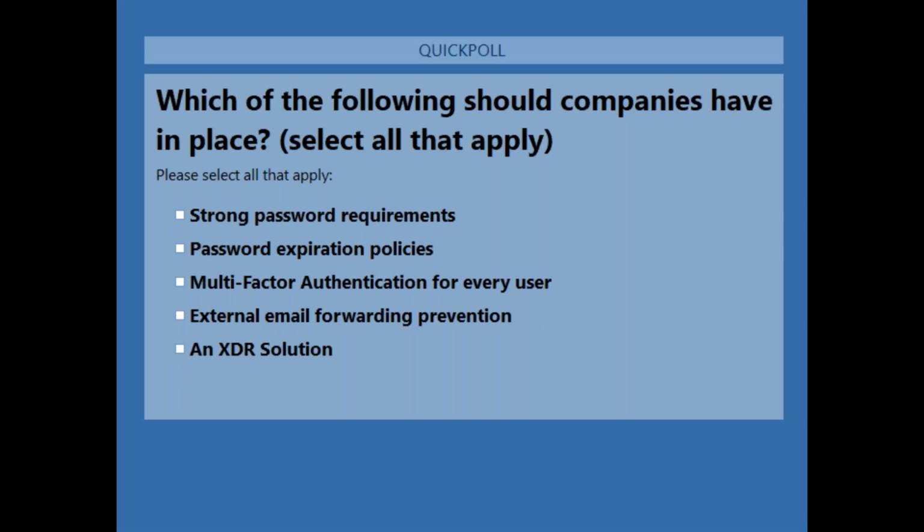Would you say A, all companies should have strong password requirements? B, password expiration policies maybe? C, multi-factor authentication for every single user? D, external email forwarding prevention? Or E, some sort of XDR solution? And I believe your poll should be a multi-select, so you can select all the ones that you think are relevant or apply here. So yeah, how many of these areas do you think the average organization struggles with?